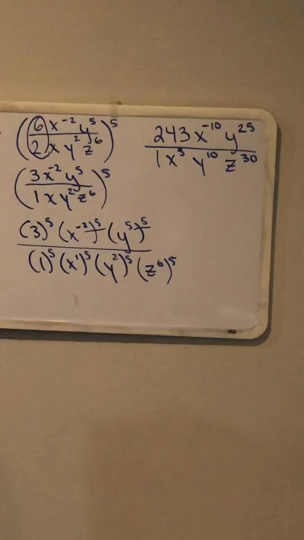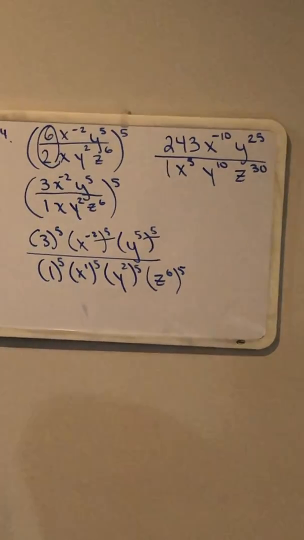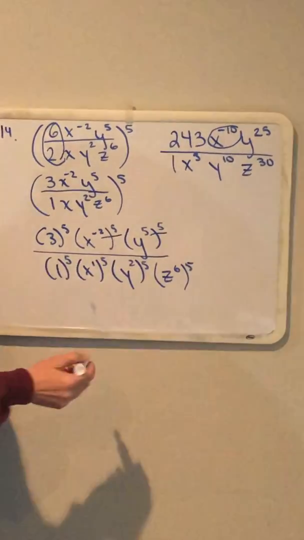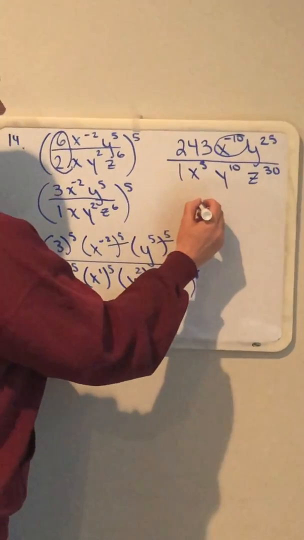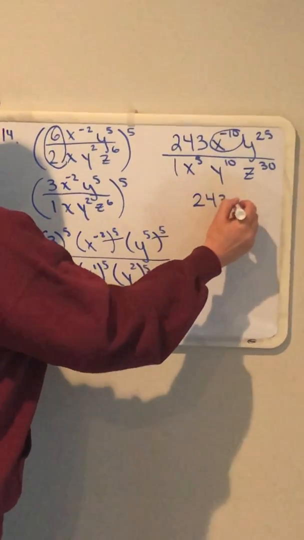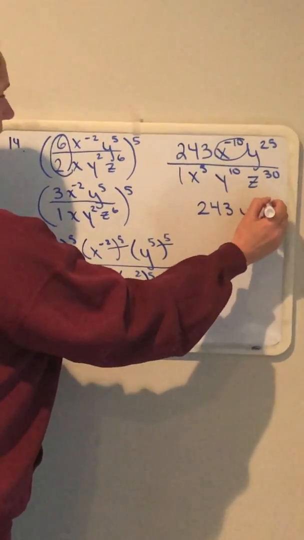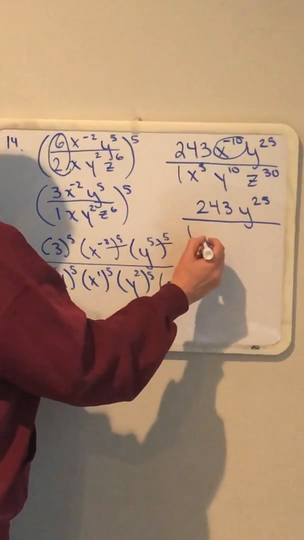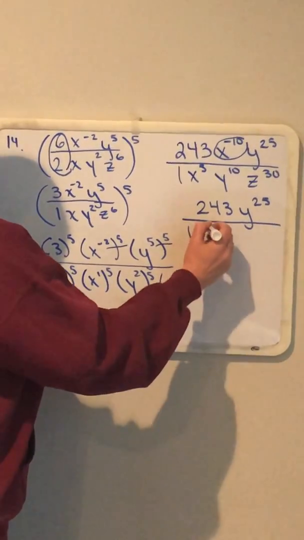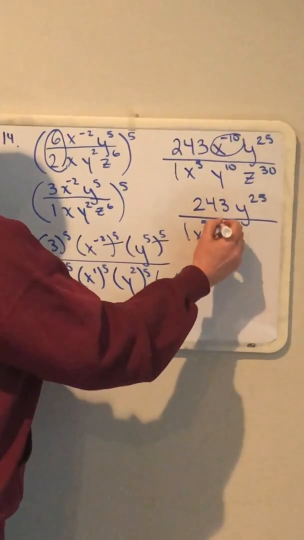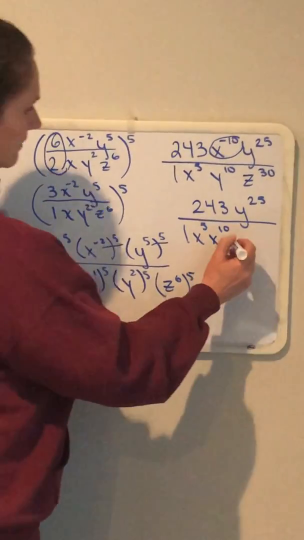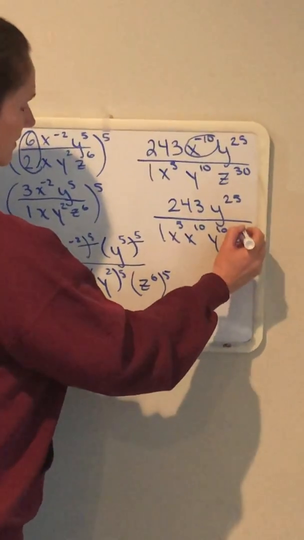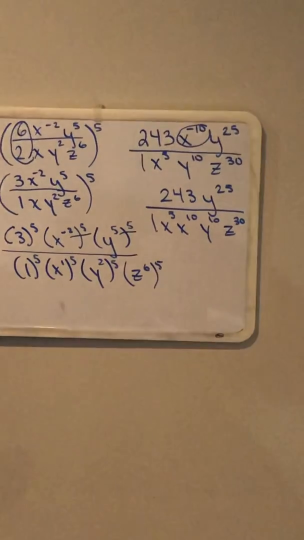Okay, now what I do is I look to move any negative exponents. The only one that's going to move is x to the negative 10th. So in your numerator you have 243 y to the 25th over 1, x to the 5th, x to the 10th, who just moved down there, y to the 10th, and z to the 30th.